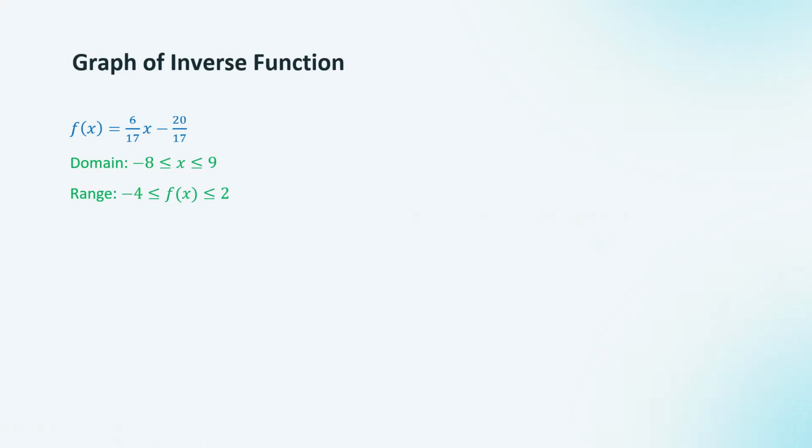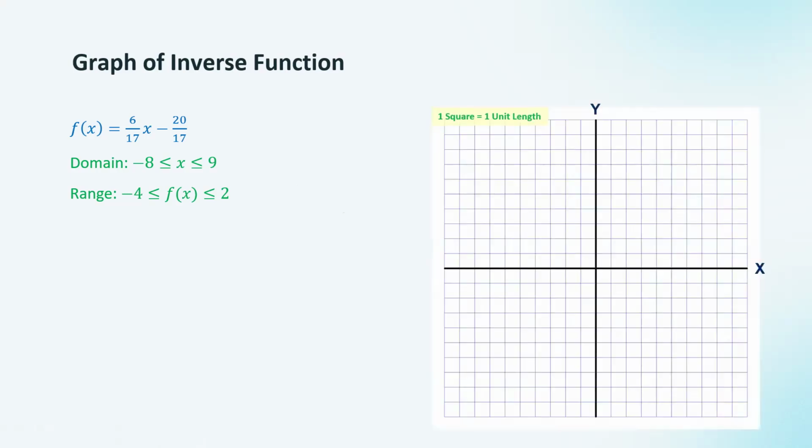Now, let's try to draw this in a Cartesian coordinate. So we have our Cartesian coordinate graph over here, and the side of one square represents 1 unit length, okay? Now, let's plot the boundaries of the function. We know that the first point is going to be (-8, -4), and the second point should be (9, 2). Since this is a linear function, we can just draw a straight line and we are done.